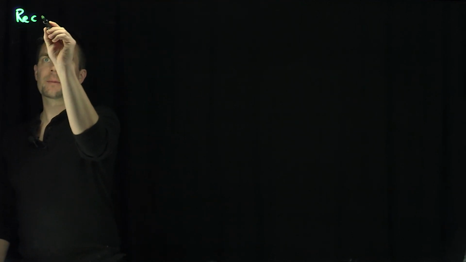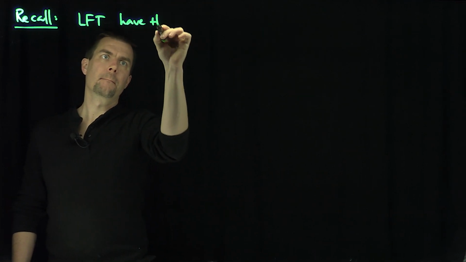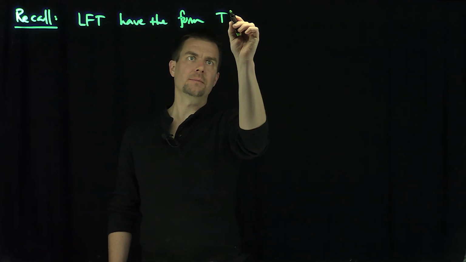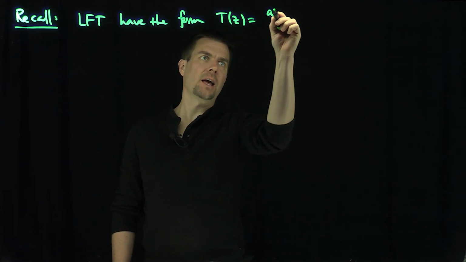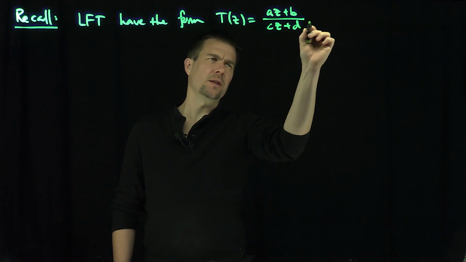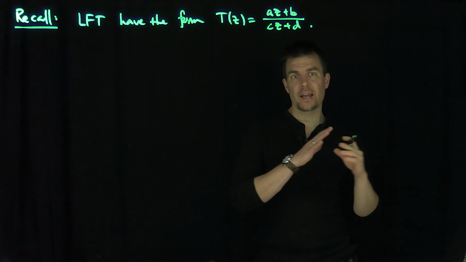Hello students, in this video we'll discuss linear fractional transformations and the cross ratio. Let's recall that we're in the setup of a linear fractional transformation. LFTs have the form T of z is (az + b) over (cz + d). Those are our LFTs.